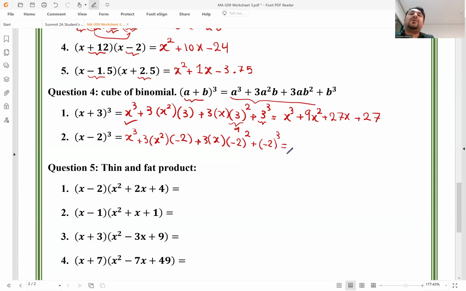Simplify it. It's going to be x cubed for the first one. Then 3 times negative 2 is negative 6x squared. So it is done. Then next, negative 2 powered by 2, because priority is with power. Negative 2 powered by 2 is positive 4, times 3, that is 12x. The last one is negative 2 powered by 3, which is negative 8.